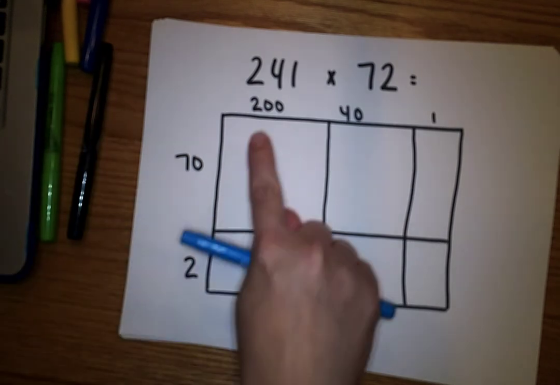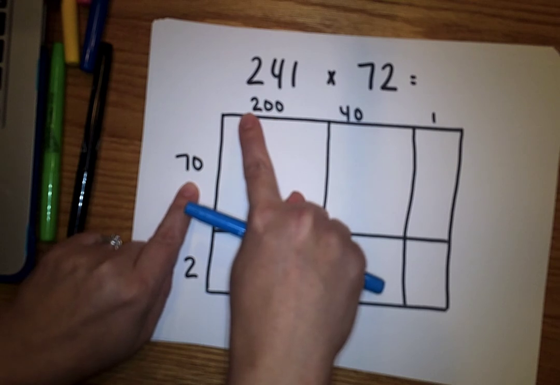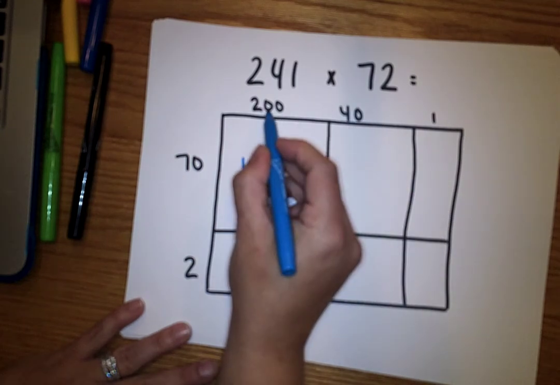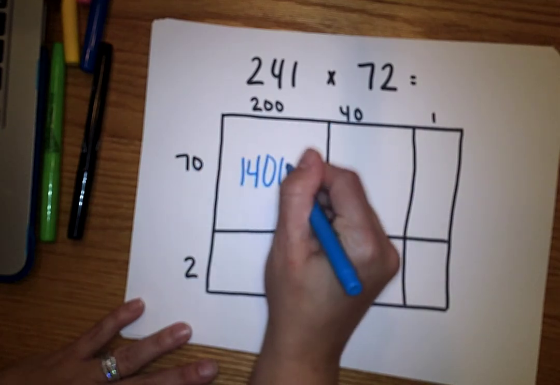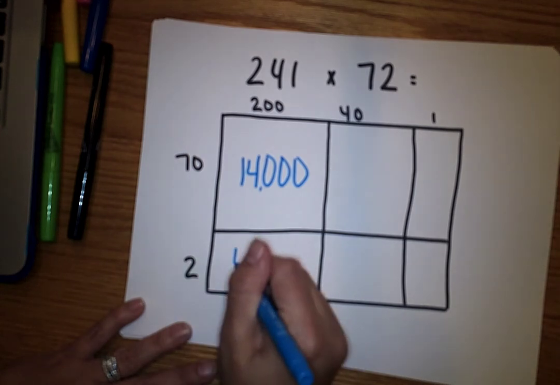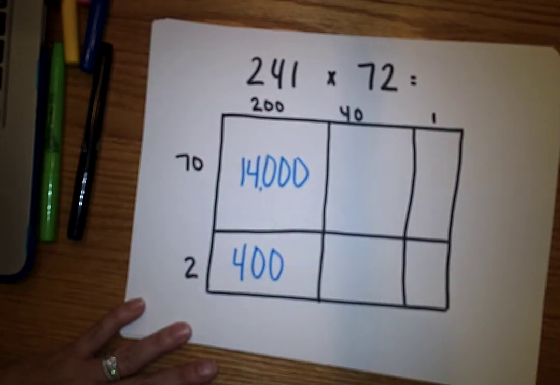The first thing I'm going to do is say 200 times 70. So the basic math fact is 7 times 2, which is 14. 1, 2, 3 zeros. So I wound up with 14,000. Then I'm going to say 200 times 2. Basic math fact is 2 times 2, which is 4. 2 zeros in the problem, 2 zeros in the answer.